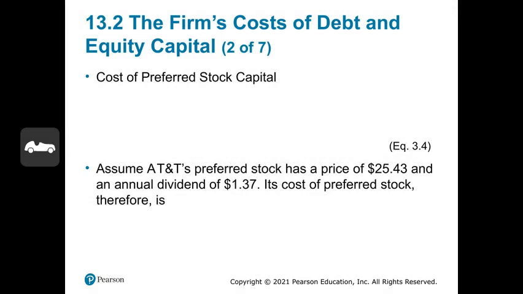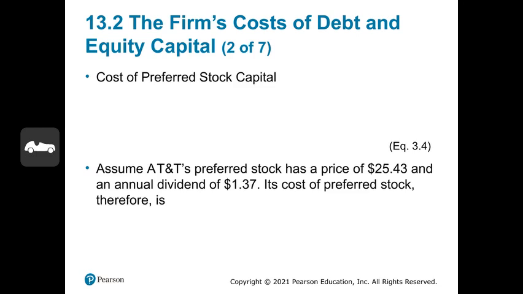Okay, so equation 3.4 is the equation for the cost of preferred stock. Your chapter walks you through a formula that we learned earlier in the semester, and we're just solving for R. So the cost of the preferred stock is going to be equal to the amount of the dividend divided by the stock price. So super simple.